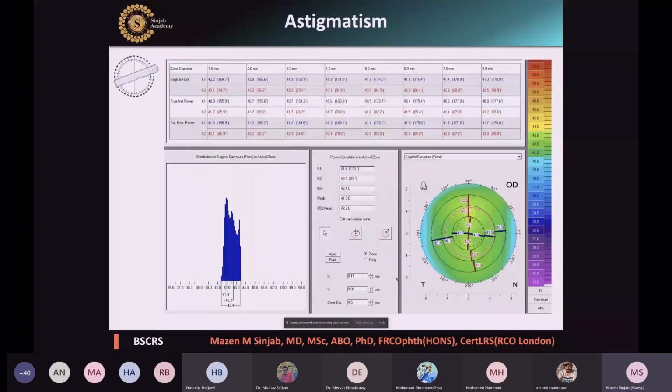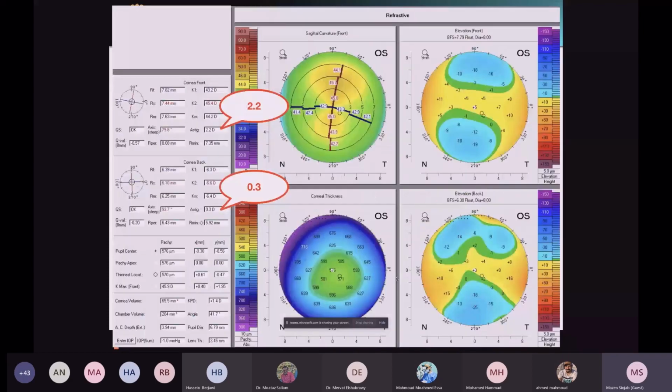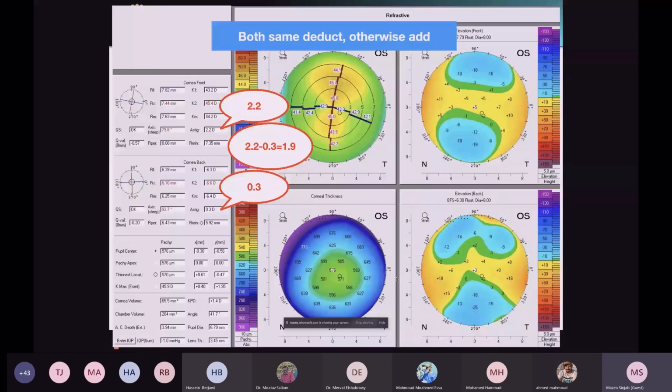Regarding the astigmatism, you have to study the topographical astigmatism by using the total corneal refractive power at the 3 mm zone and then compare it with the manifest astigmatism. If you don't have access to this map, then you can roughly deduct the astigmatism of the posterior surface from the astigmatism of the anterior surface if they are in the same direction, as in this case. The anterior and posterior are steep vertical, so we have to deduct. But if one is opposite to the other, then we have to add. So let's assume that they were opposite to each other, then 2.2 plus 0.3, it should be 2.5.